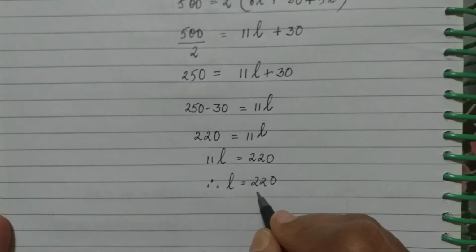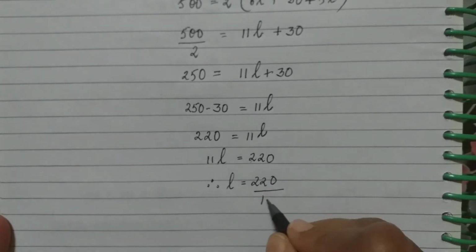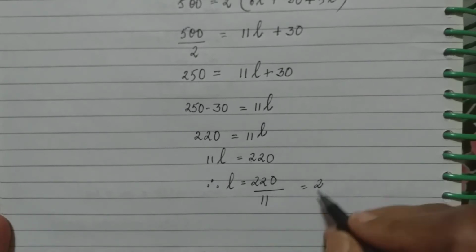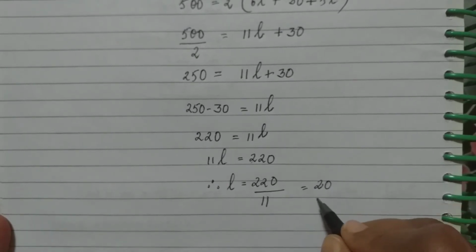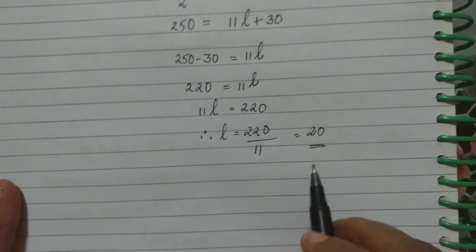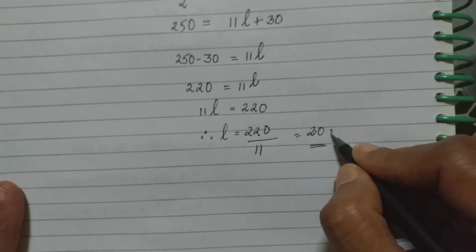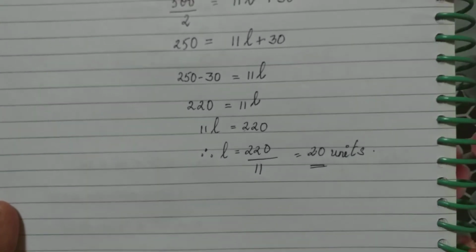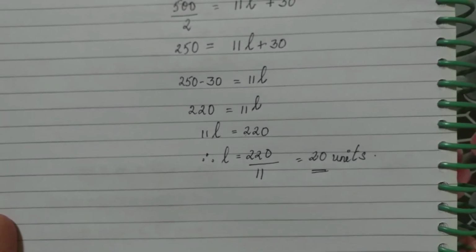220 upon 11. 11 goes in 22, 2 times. 11 goes in 0, 0 times. Now, what were the units here they were talking about? They said units itself. Therefore, L will be in units only, that is 20 units. And what is the question they had asked? What is the length of that box?